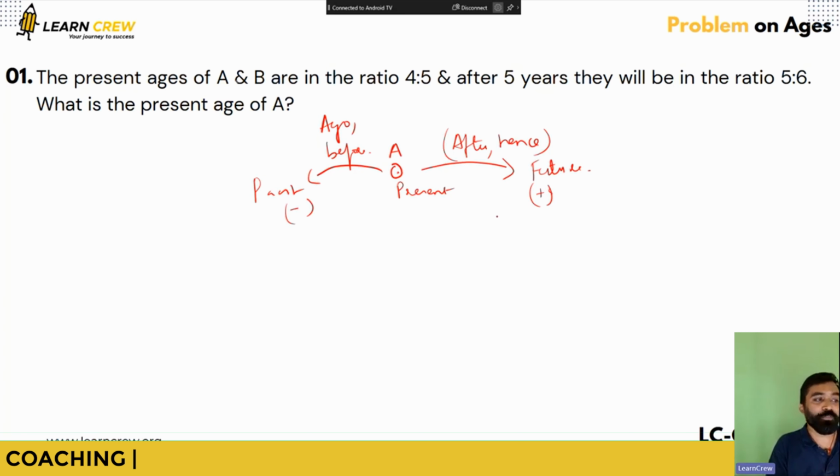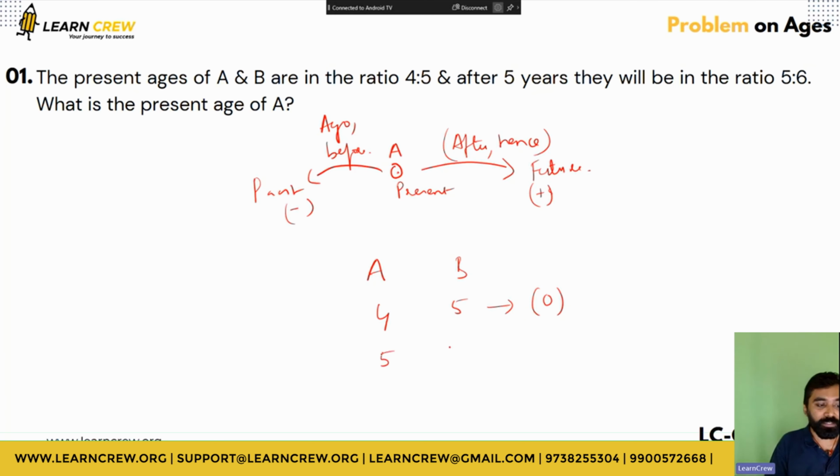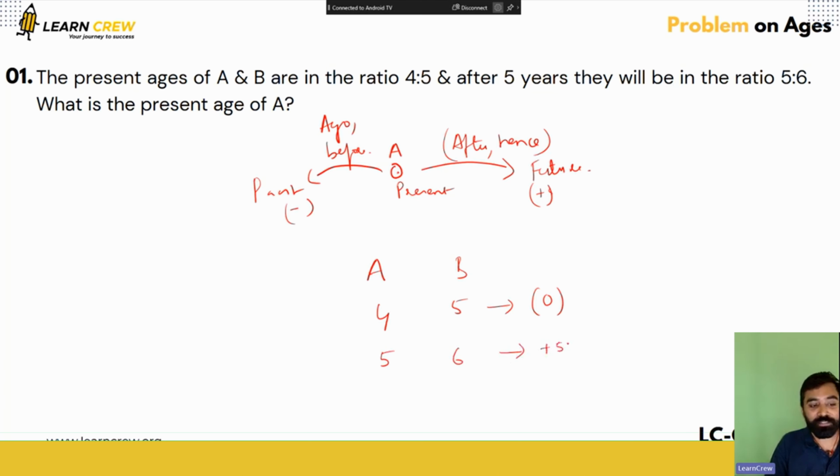The present ages of A and B are in the ratio 4:5. So A and B are in the ratio 4:5. It is the present age, so I'm representing it by 0. This is the present. After 5 years, they will be in the ratio 5:6. After how many years? Plus 5. Fine.